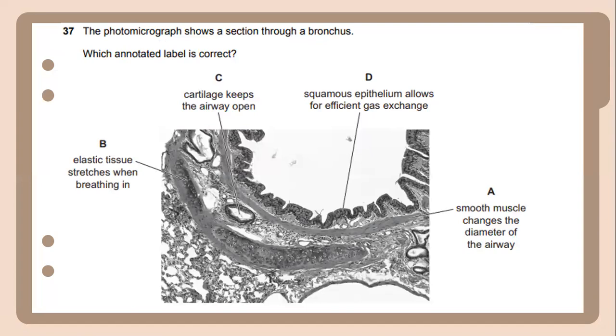37. The photomicrograph shows a section through a bronchus. Which annotated label is correct? Number A is smooth muscle that changes the diameter of the airway.